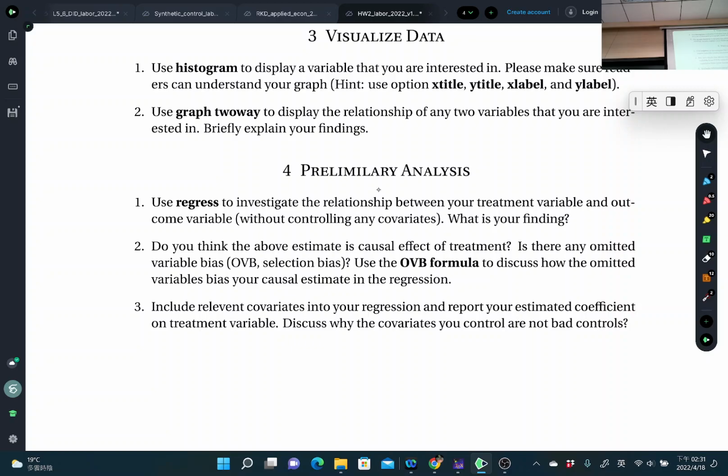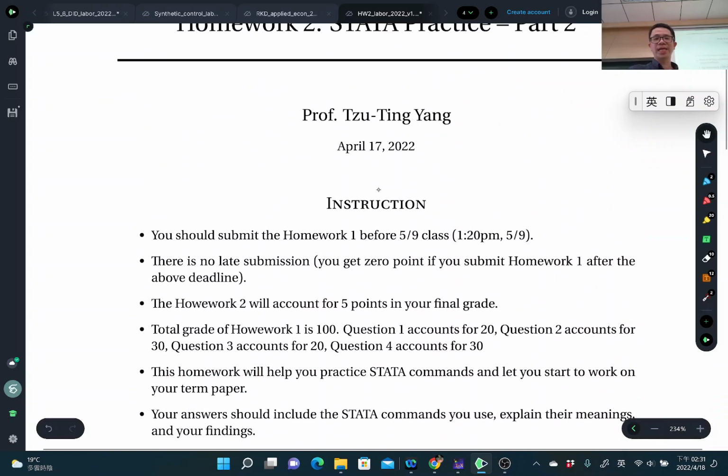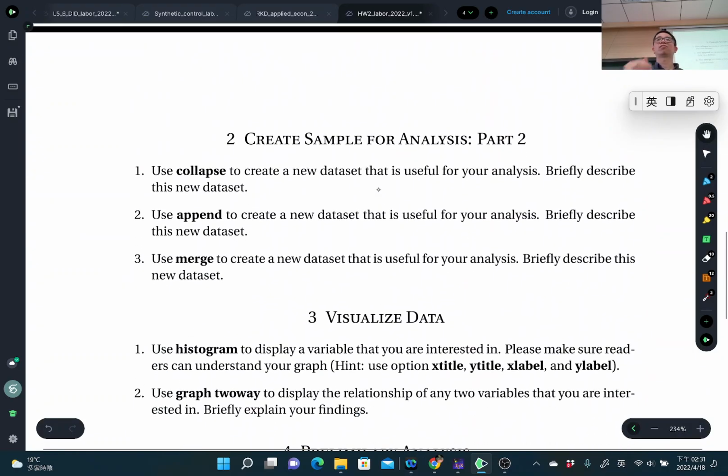So this is homework 2, and the deadline is May 9th. Okay, May 9th, before the class on May 9th. Any questions for this? Okay.